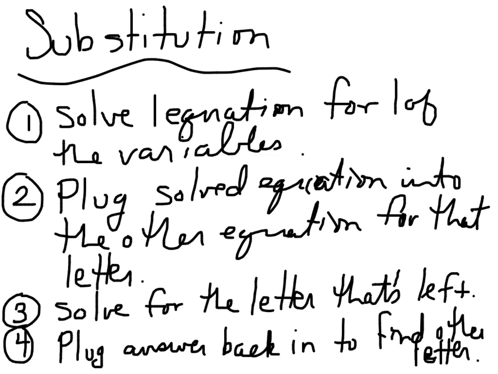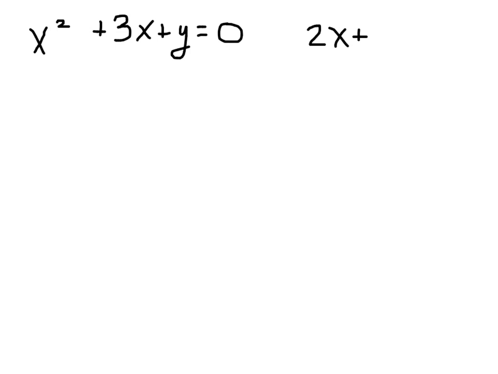Okay, so if I have a problem like x squared plus 3x plus y equals 0, and I have 2x plus y equals 5, and I want you to use substitution this time. How do I solve it by substitution? Step 1, solve one of the equations for one of the letters.